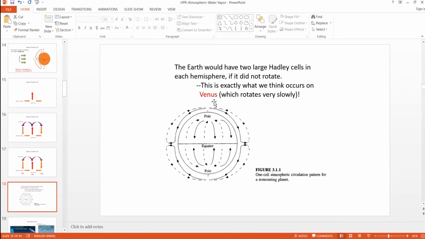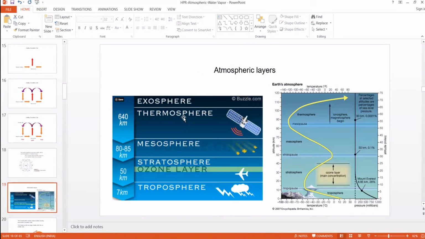Okay, so this perfectly applies to Venus, where it rotates very slowly. But Earth rotates from west to east. Okay, because of that, the sun rises in the east and sets in the west. So due to the Earth rotation, there is much more. This Hadley cell is divided into three parts. That I will come back to. So for better understanding, these are different atmospheric layers.